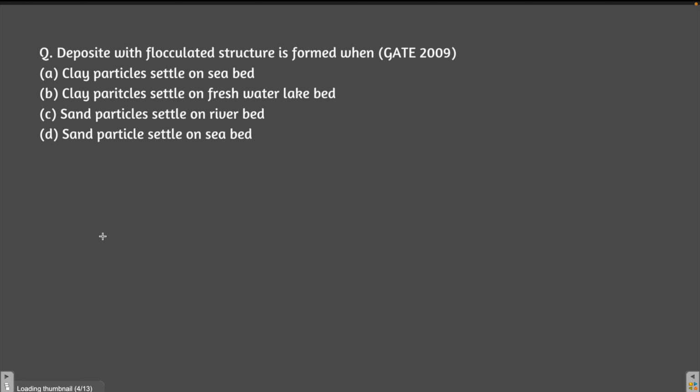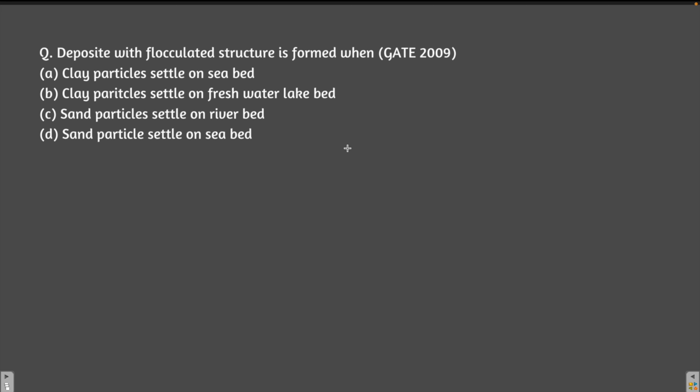Now moving on to the next question. The next question says that the deposit with flocculated structure is formed when? So when do we find deposits with flocculated structure? Clay particles settled on the seabed, clay particles settled on the freshwater lake bed, sand particles settled on the riverbed, or sand particles settled on the seabed.